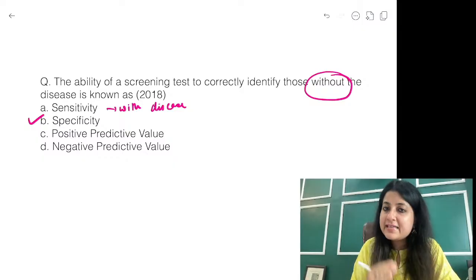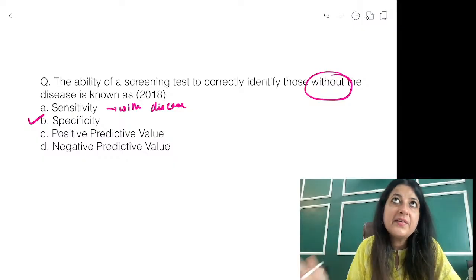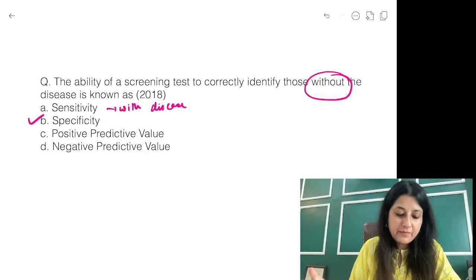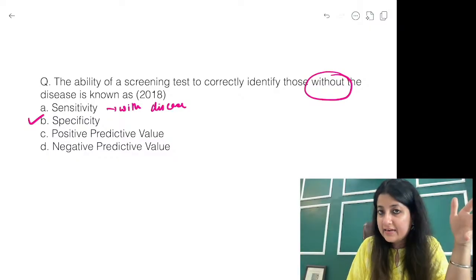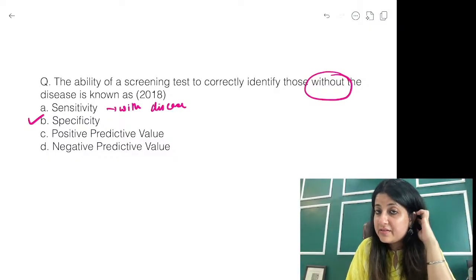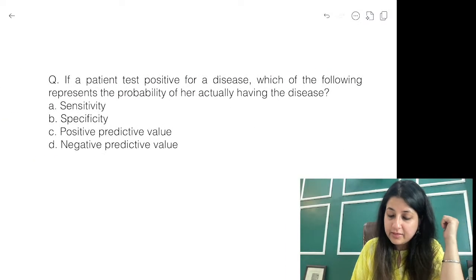The formula is already done. PPV means my screening test is positive; do I really have the disease or not? NPV means my screening test is negative; do I really not have the disease? That is NPV. Okay, now do this one.